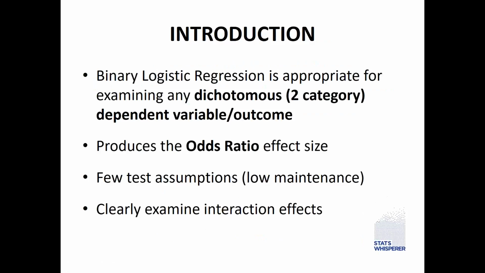We know 4 times more likely, right? 5 times more likely. So our magnitude is immediately recognizable too. There are also a few test assumptions, relative to some other procedures, which we'll go over. So it's a fairly low maintenance statistical procedure, right? And also, as we said in the title, we'll be looking at interaction effects, which are very straightforward and recognizable using BLR, otherwise known as binary logistic regression.